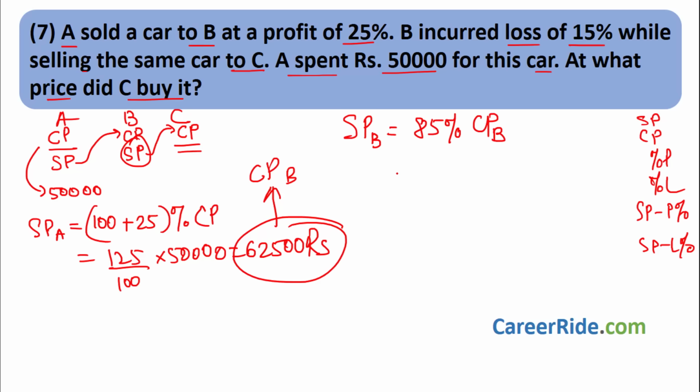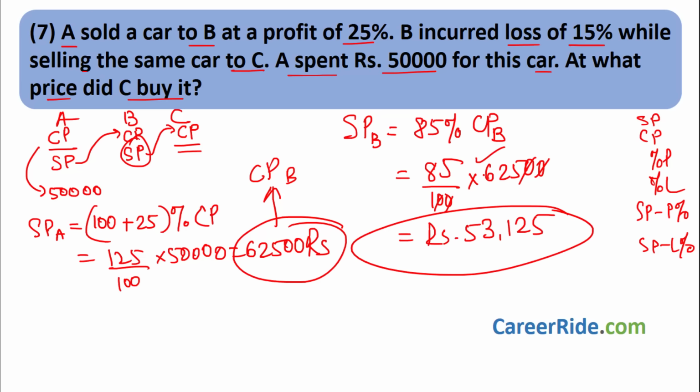At what price did B buy it? It is simply 62,500. And the answer to this would be rupees 53,125. Now here the calculation might look lengthy, but since the sum is easy, the calculation given by the examiner in the exam is a little bit lengthy or tedious to calculate. But if you learn simplification, if you practice more, you will be able to calculate faster. So the answer is 53,125. That means C bought the car for 53,125 rupees.